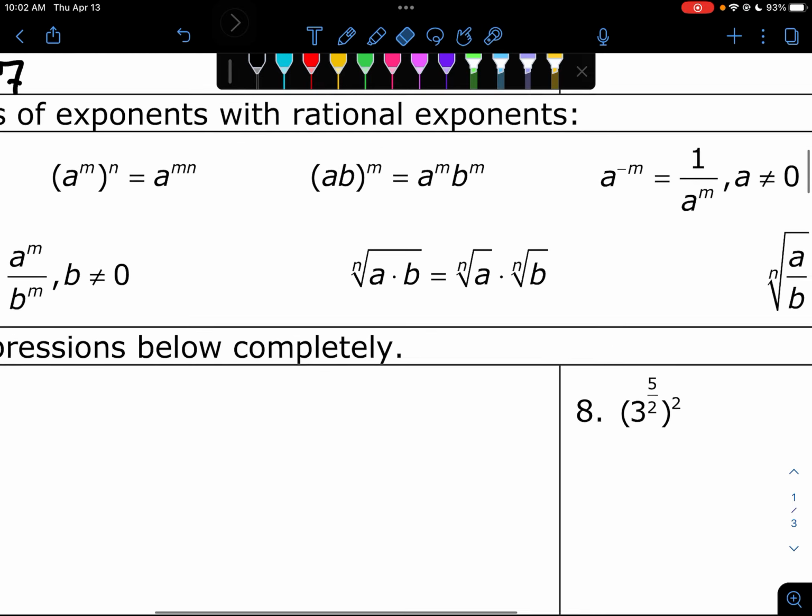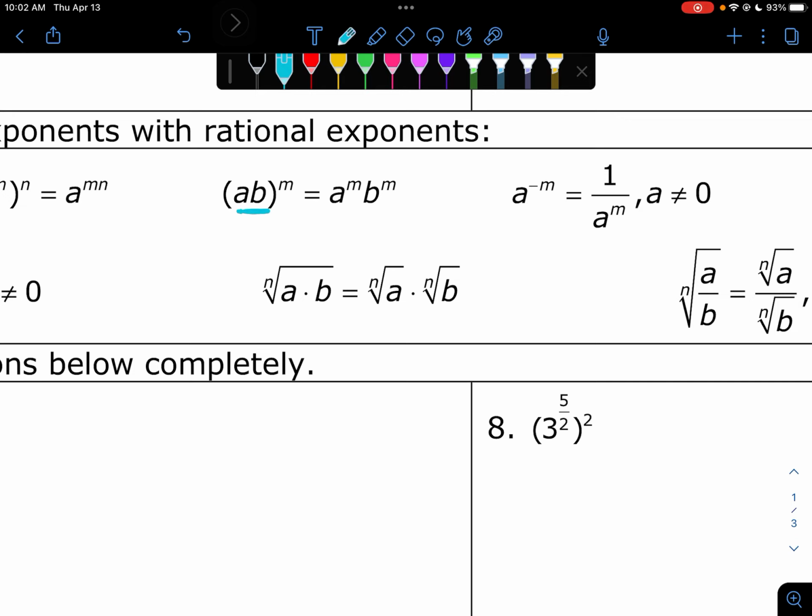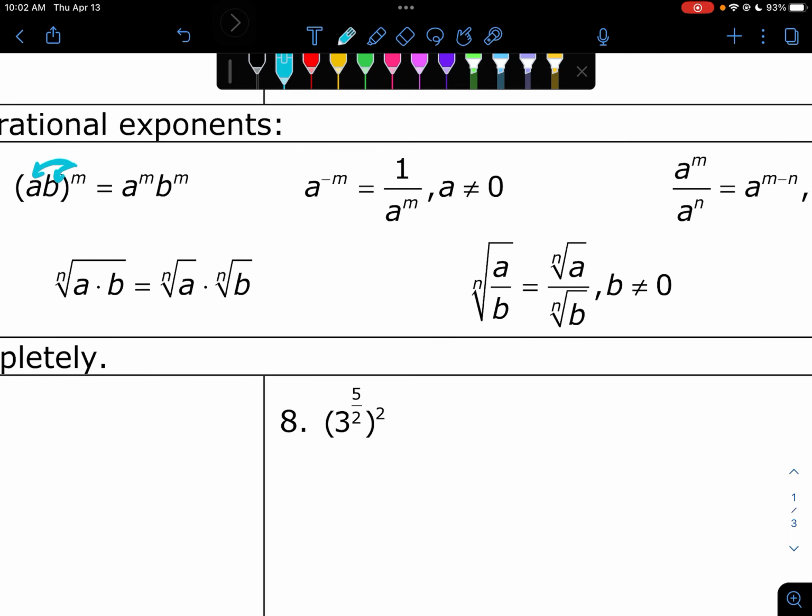Let's talk about here. When we have a product raised to a power, you can think about distributing that power. When you have a negative exponent, we just talked about this, we are going to move it across the fraction bar and lose the negative exponent.